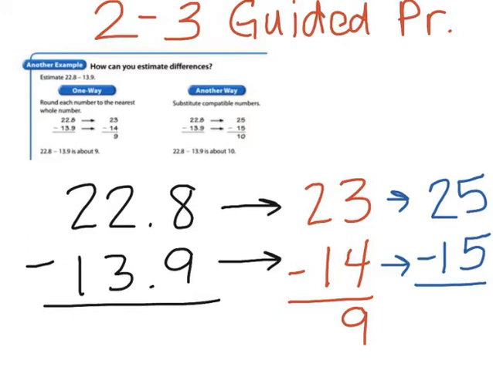So then when you look at it that way, compatible estimation, you have a 10. Okay, so 22 and 8 tenths minus 13 and 9 tenths is about 10 using the compatible numbers way.